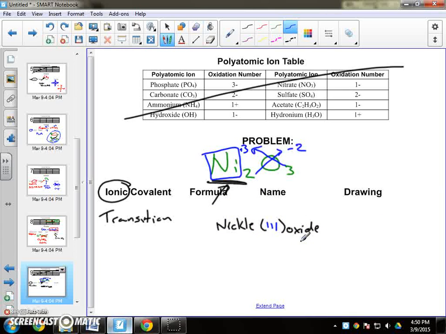And then the drawing, again, this is one of those really crazy ones. I'm going to have a nickel and a nickel because I said Ni2. And I'm going to have 3 oxygens. Nickel has, as we said, 3 valence electrons, so 1, 2, 3, 1, 2, 3, 1, 2, 3, 4, 5, 6, 1, 2, 3, 4, 5, 6.